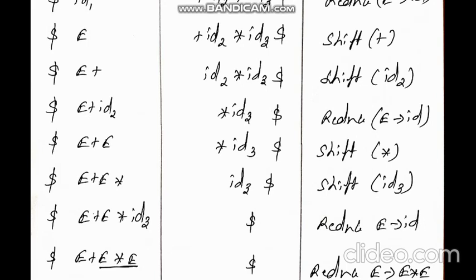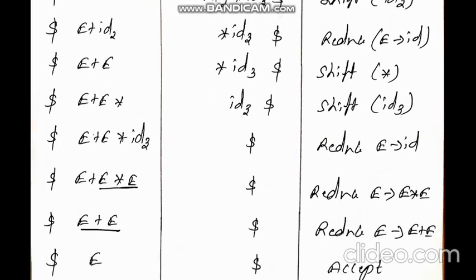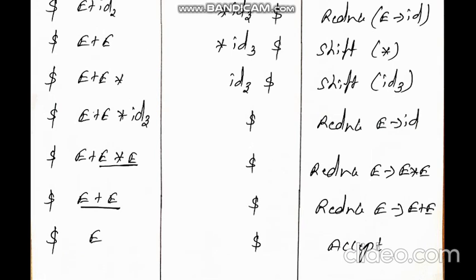As you all know, this is what we are doing from the beginning. We are shifting and reducing. If there is no possibility of reducing, we shift from the input, right? So after shifting this id3, again we do the same operation. This id can be reduced into e, right? This is what happened over here. Now you can see all the input has been taken into the stack, right?